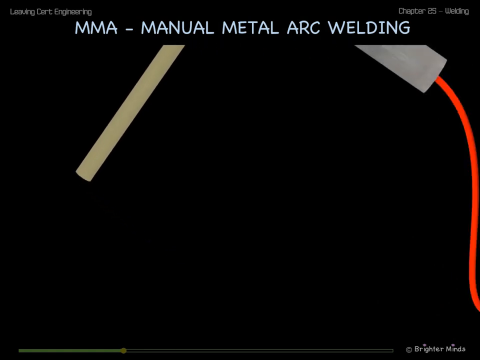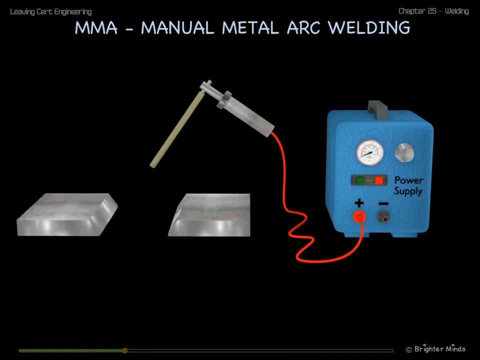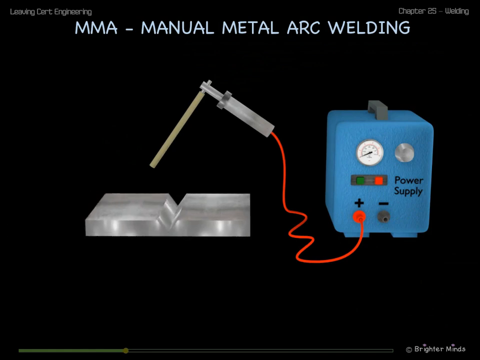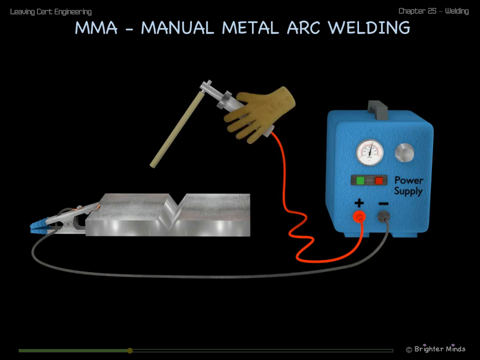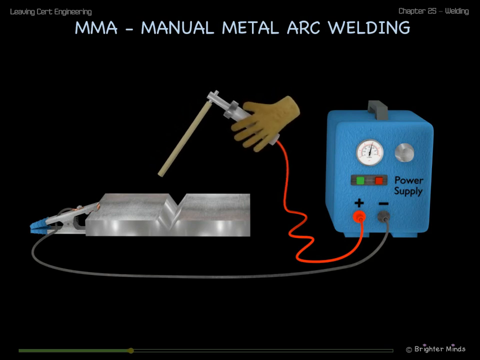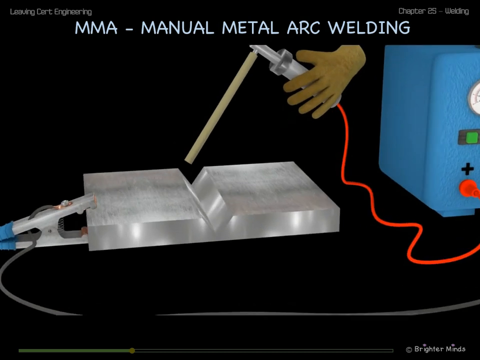The metals to be joined are placed or clamped together. An electrical circuit is made possible by connecting the metals to the other side of the power supply using the earth clamp. The power is turned on. The electrode is brought very close to the metal, but not touching, and an electric arc forms.